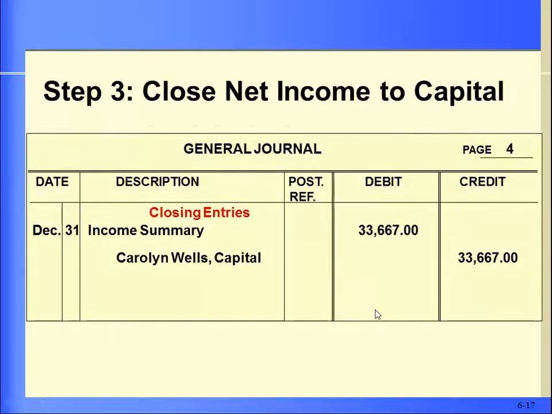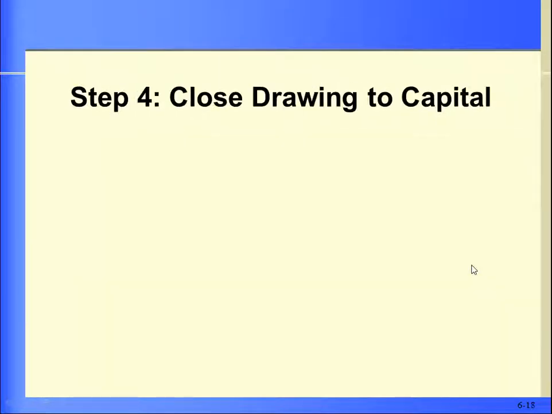Okay, general journal, closing entry. We debit income summary to zero that out, and we're increasing capital by that same amount. And the last one, step 4, which is our final step: the owner's drawing account has a debit balance and it's closed directly to the owner's capital. There's no income summary here. So there are 4 different entries. 3 of them use income summary. The last one doesn't.